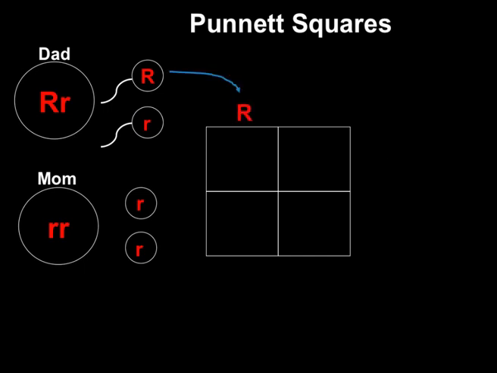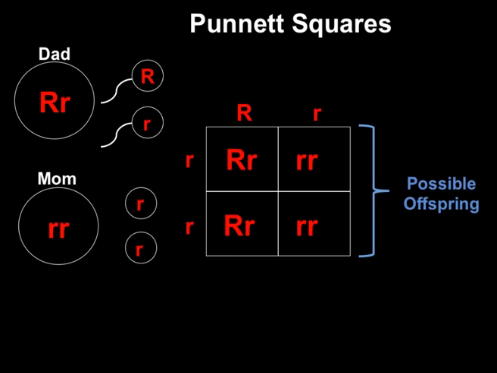Alright, so how do I set this up? I'm going to put the alleles along the top, and it doesn't matter whether I put the dad's up there or the mom's up there, but it's got to be one parent on the top and one parent on the side. Then I'm just going to bring them down and bring them across. So that first kid is going to be heterozygous. Second possibility is going to be homozygous recessive, another heterozygous, and another homozygous recessive. So again, remember, these are my possible offspring and the chances that they will be born.